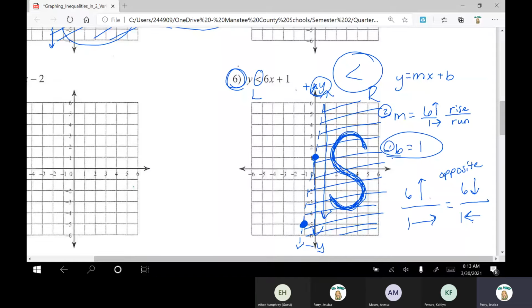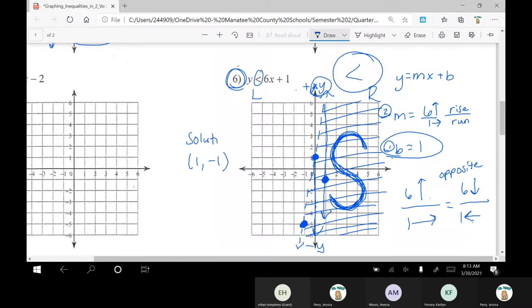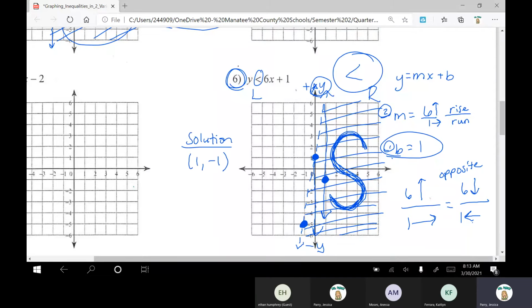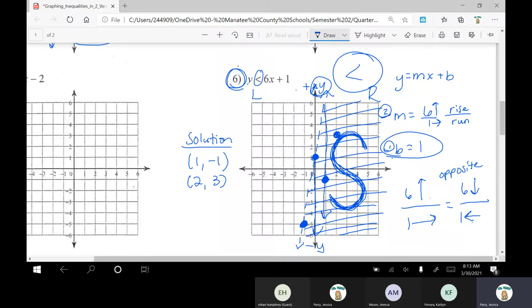So can I have you guys tell me in the chat, what is a solution in number 6? Tell me one of the ordered pairs. Like, let's see here. I'll give you one. Let's see the point 1, -1. This point right here is a solution. 1, -1 is a solution. Can you guys tell me another solution for number 6? Name another point in the shaded area. 2, 3, let's see. To the right 2, up 1, 2, 3. Perfect. Yes, it is. The point 2, 3 is a solution.